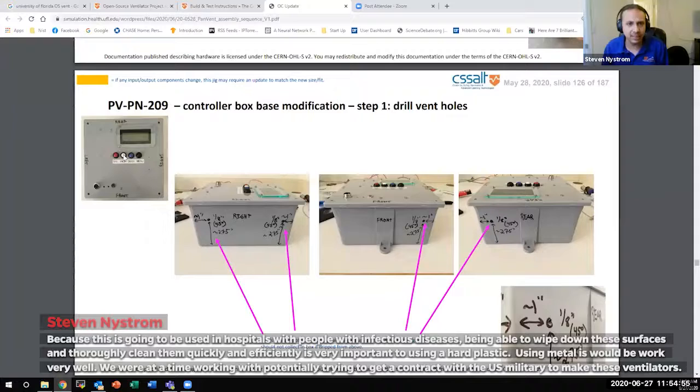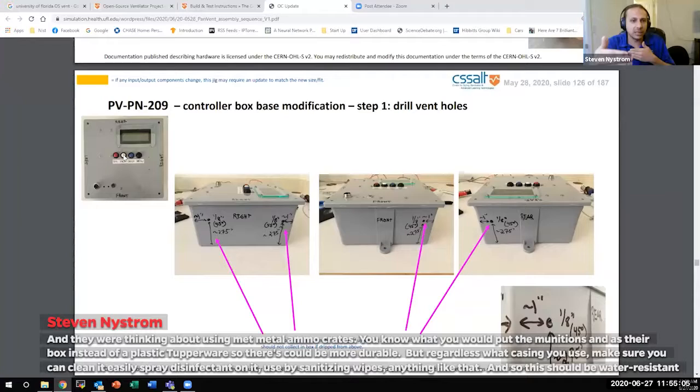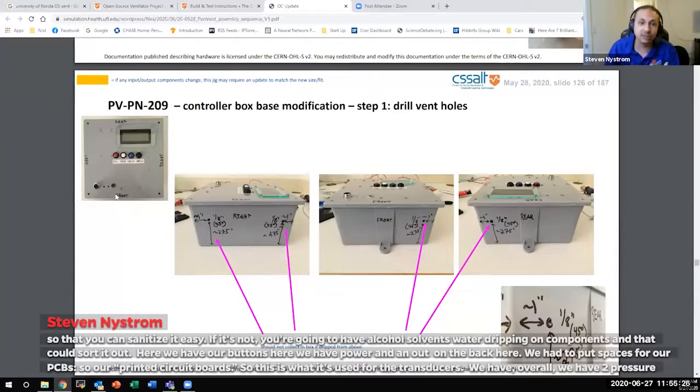So using a hard plastic, using metal would work very well. We were at a time working with potentially trying to get a contract with the US military to make these ventilators. And they were thinking about using metal ammo crates, what you would put the ammunitions in, as their box instead of a plastic Tupperware so that theirs could be more durable. But regardless what casing you use, make sure you can clean it easily, spray disinfectant on it, use sanitizing wipes, anything like that. And so this should be water resistant so that you can sanitize it easy. If it's not, you're gonna have alcohol, solvents, water dripping on components, and that could short it out.